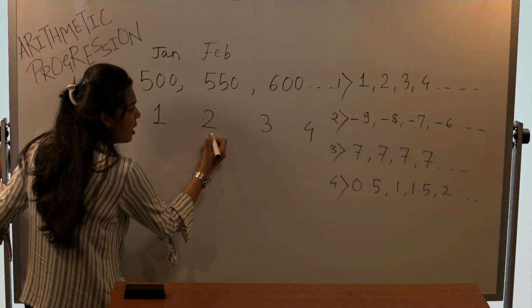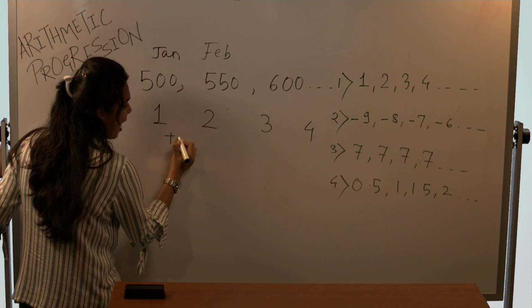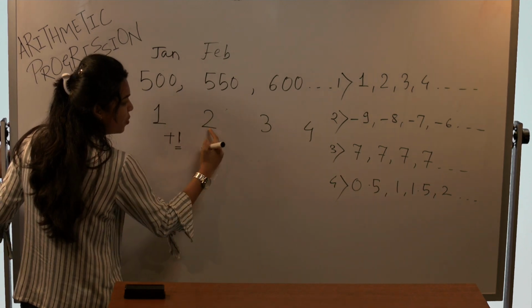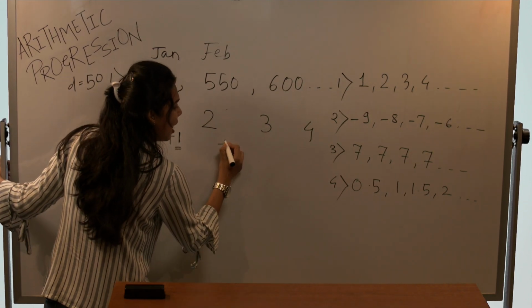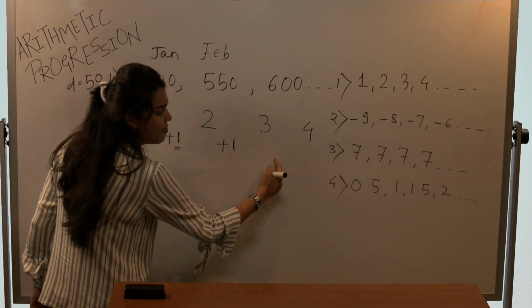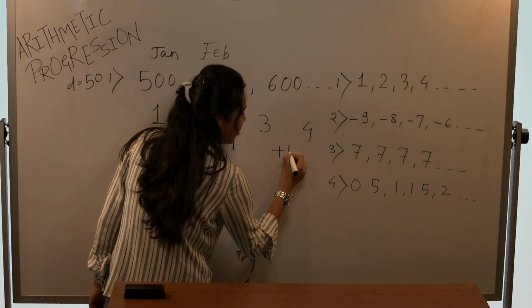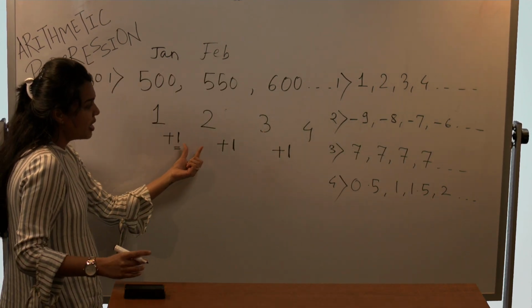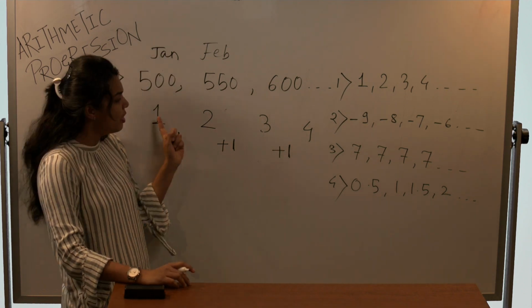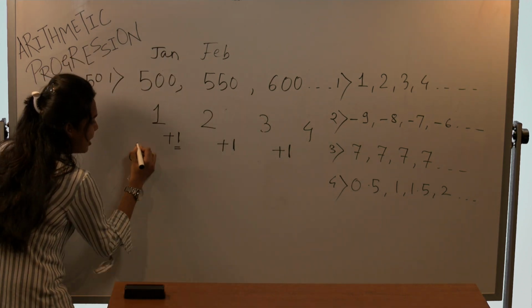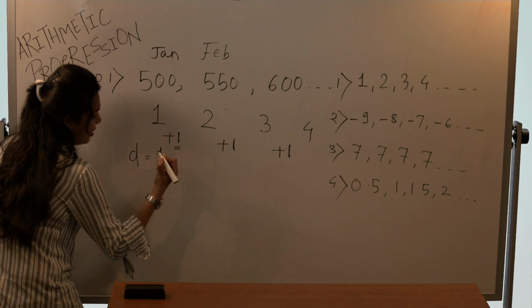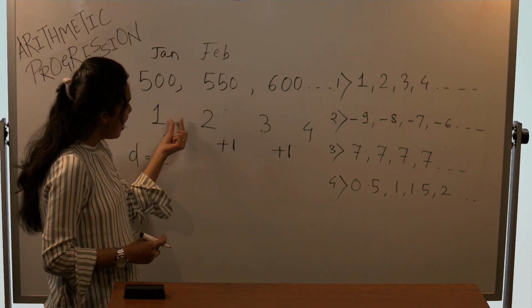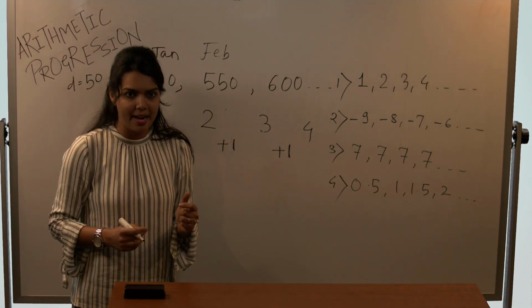See, 1, 2, 3 and 4. 1 will become 2 when 1 is added. Now 2 will become 3 when again 1 is added. 3 will become 4 when again 1 is added. So what is the common difference between all these terms? Can I say the difference is 1? Because in every term 1 is added.